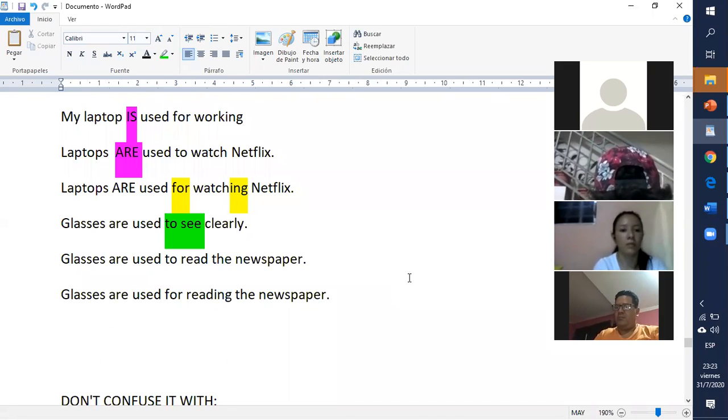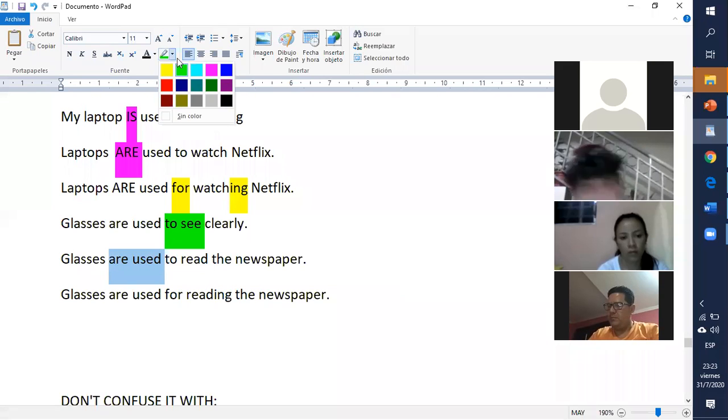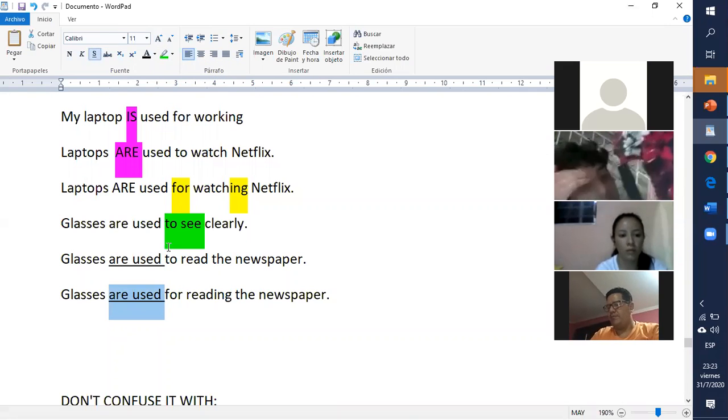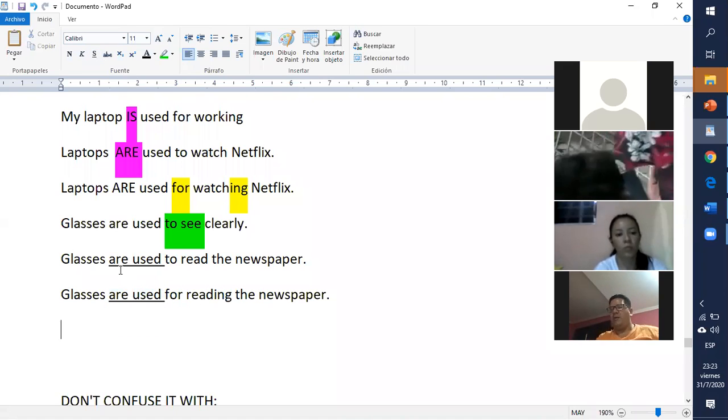Is that it? No, in the, no. Because in the two sentences, for example, you say glasses are used to read the newspaper, but the other form to say is glasses are used for reading the newspaper. And both are the passive voice. Yes, the reason why both of them are passive voice is because you have the verb be and past participle of the verb. So this is passive voice right here. This part is a passive voice.